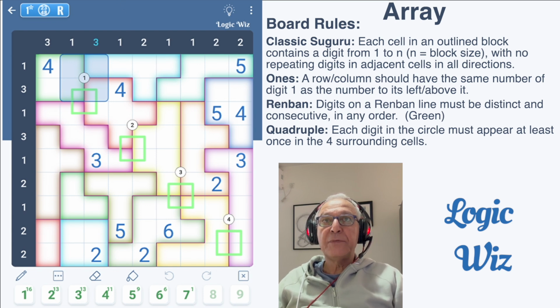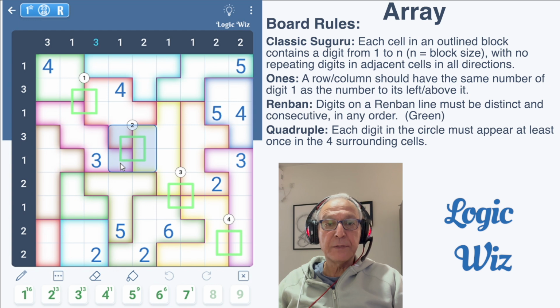And the third variant is the Renban line, which is the green lines over here. The digits on the Renban line must be consecutive digits in any order. So for example, if we have the digit 1 somewhere on this Renban line, the digits on this Renban line must be 1, 2, 3, 4. But again, in any order. The name of the puzzle is array because in computer science, it looks like an array of data from 1 to 4. Usually it appears from 0 till the number, but since we don't have 0 on the puzzle, we started from 1.